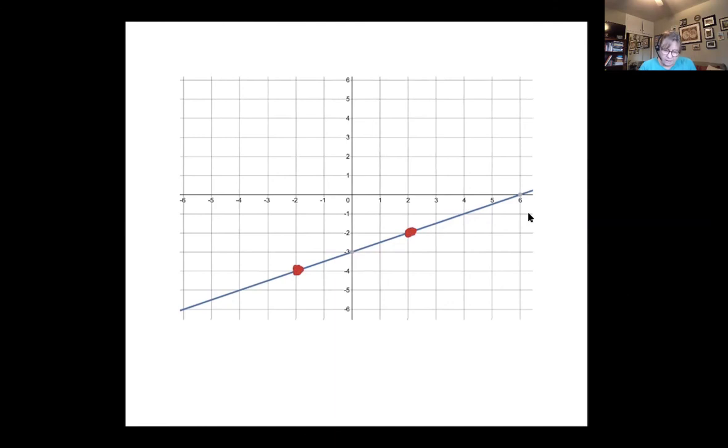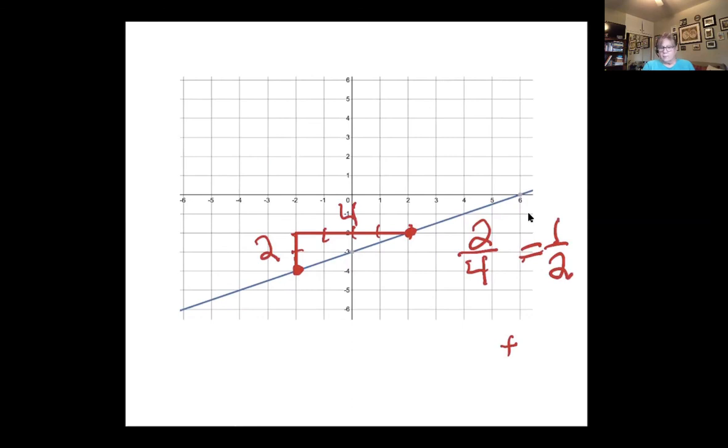So counting rise over run. Rise means how far up do we have to go? And run is how far over. And I'm noticing, by the way, I went up and to the right. Those are both positive. And the slope of this line should be positive because it goes up and to the right. So count my rise: 1, 2. Count my run: 1, 2, 3, 4. So my slope is 2 over 4, or 1/2.